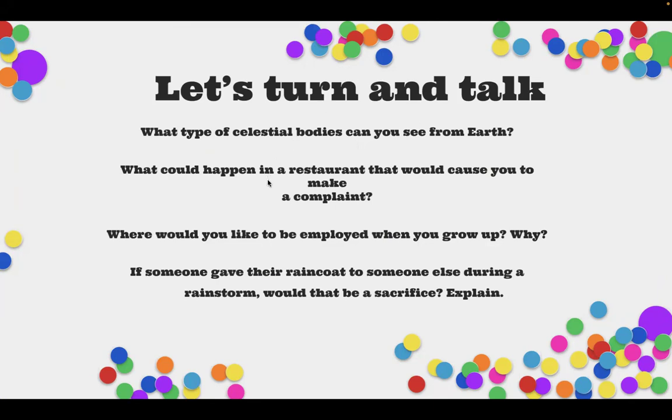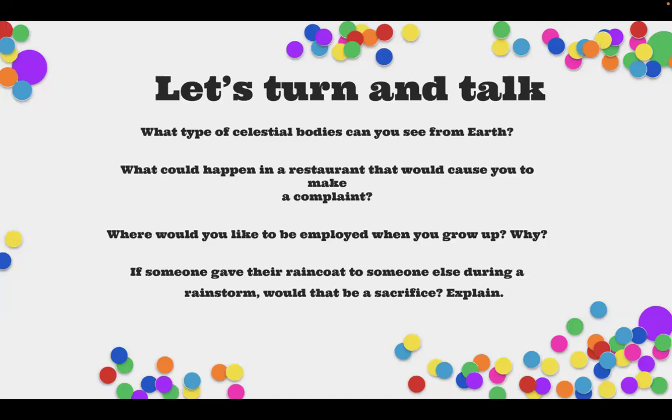What could happen in a restaurant that would cause you to make a complaint? What if there's a hair in your food? What if your order's wrong? What if it's taking too long? Those would make you complain. It's anything that would leave you dissatisfied enough where you need to speak up about it.